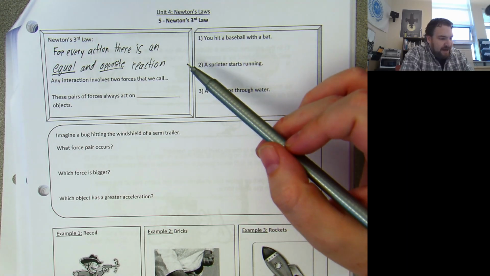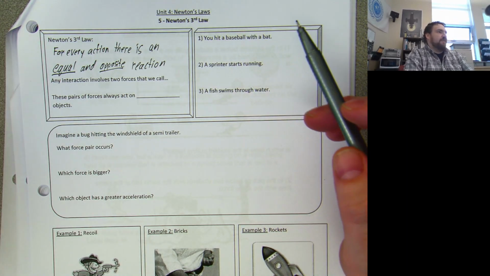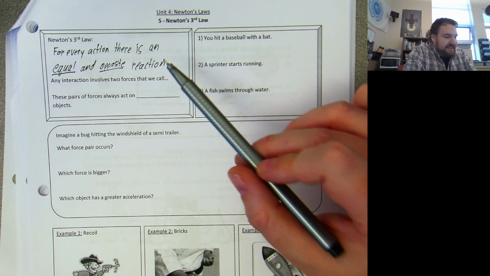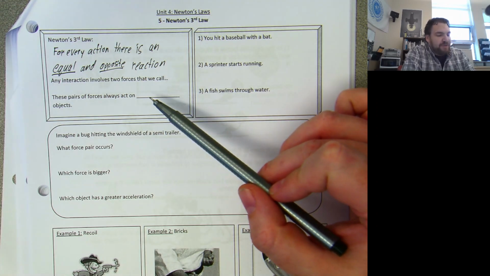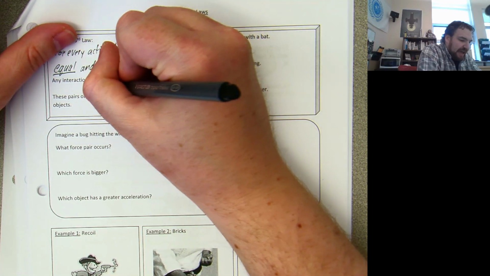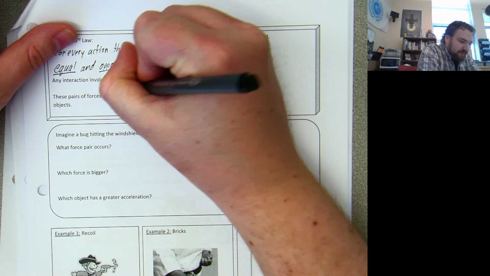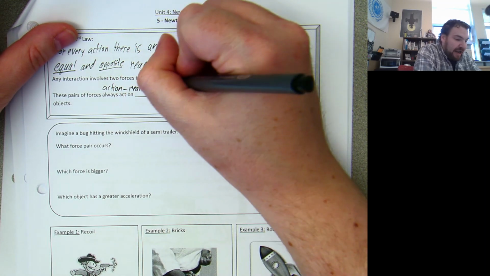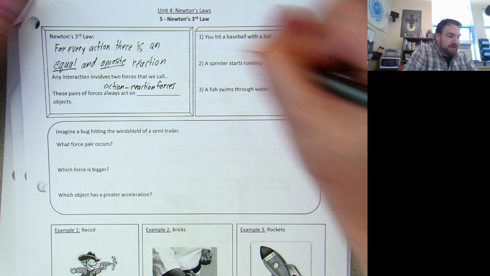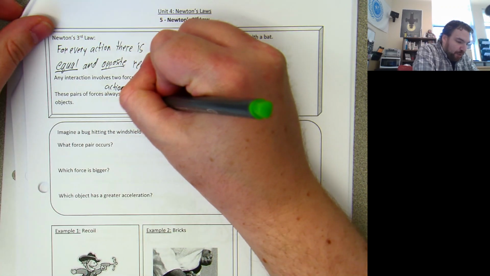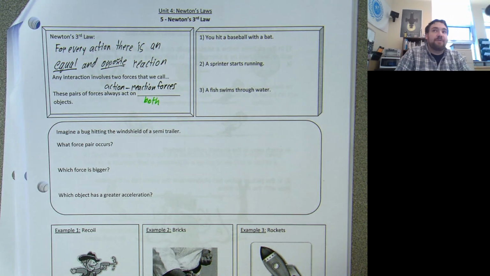And that was the idea behind Newton's third law. Not that you watch someone punch someone, they're going to break their hand, but that's an example of these ideas here. Every interaction involves two forces that we call action-reaction forces. And it's important to recognize what those are and treat them appropriately. These pairs of forces always act on both objects. I don't have enough space there, so I'll put it below the line.